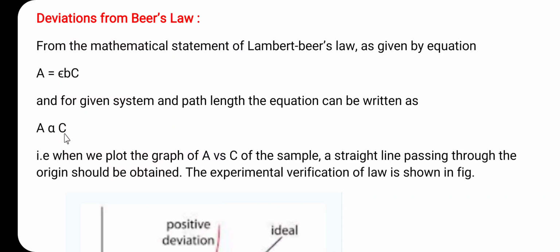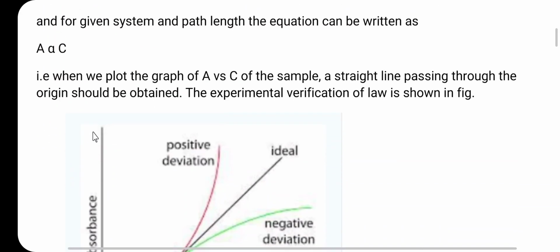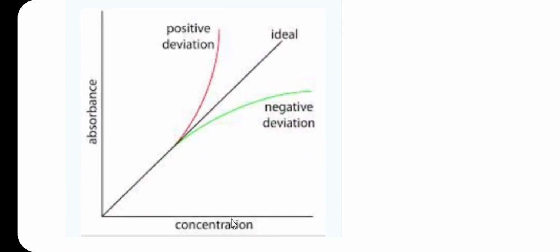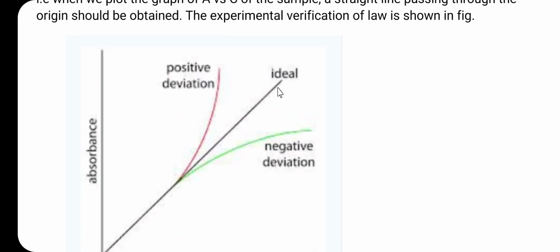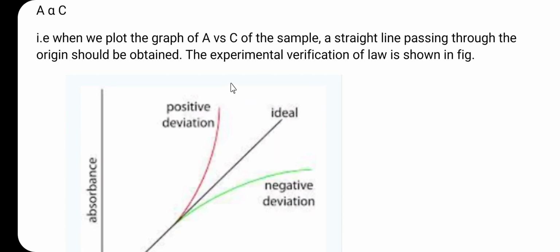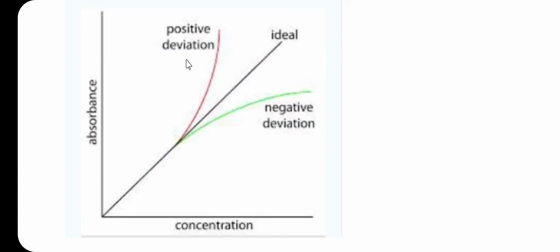That means when we plot the graph of absorbance versus concentration, a straight line passing through the origin should be obtained. When we plot absorbance versus concentration, a straight line is expected. This is the ideal or theoretical graph. The experimental verification of the law is shown in the figure. Here this is a positive deviation, and this is a negative deviation.